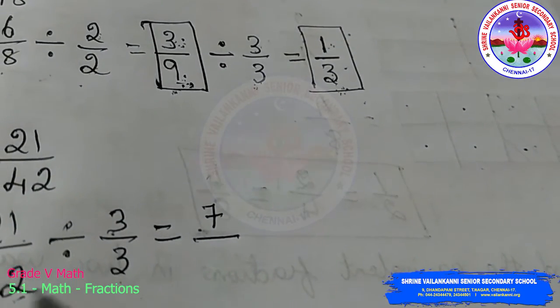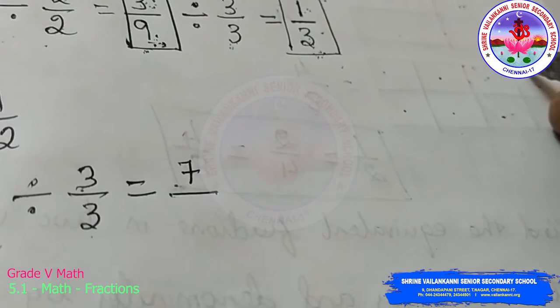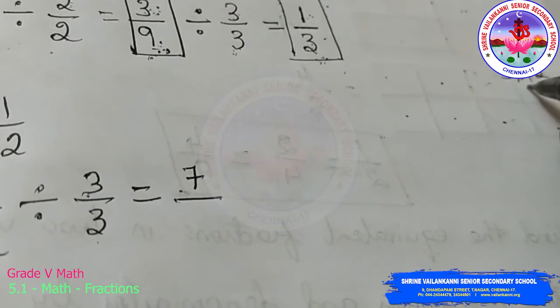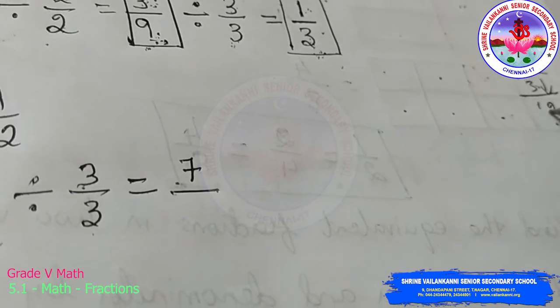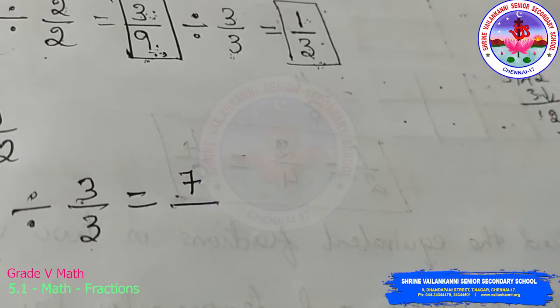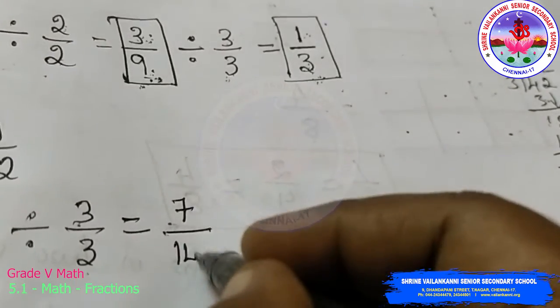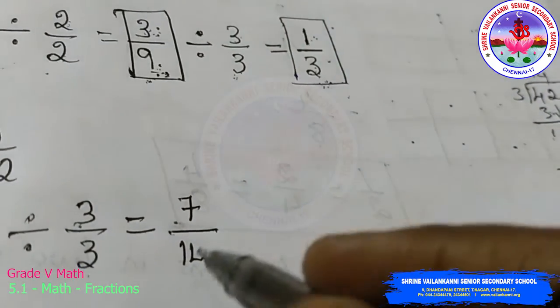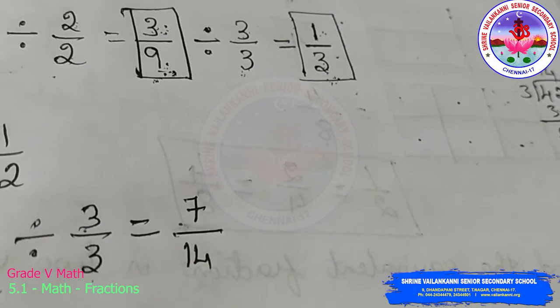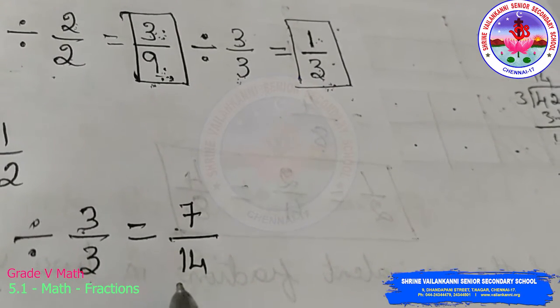So in 3 table, 42 how many times will come? You can just check by doing division. 3 ones are 3. Minus, if you get 1, bring this to 3 fours are 12. So 14 times you will get 42. Okay. So now this 21 and 42 has been made as a 7 by 14.